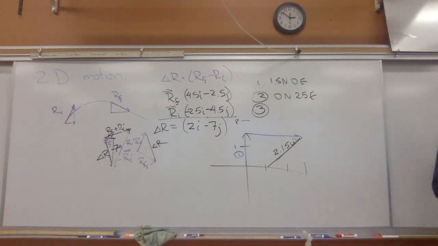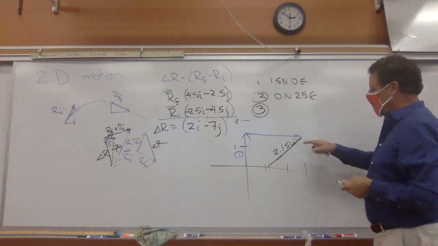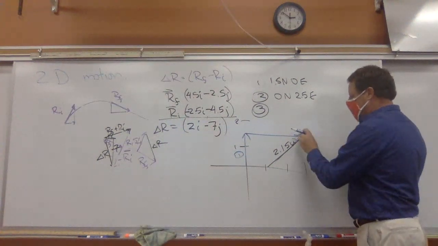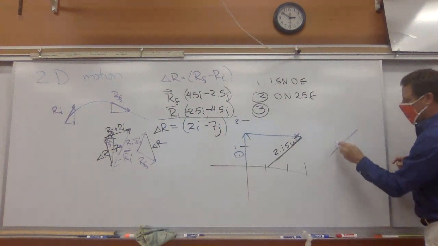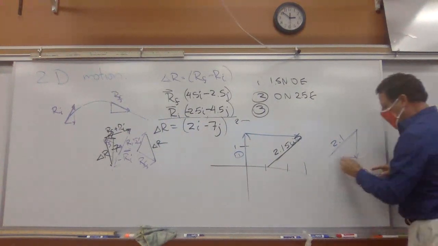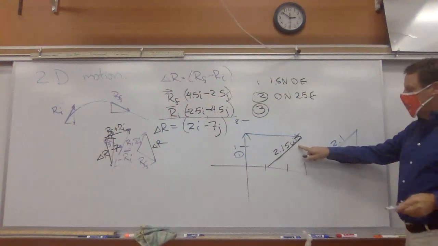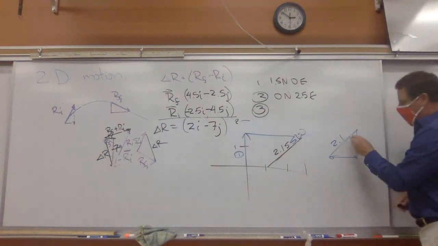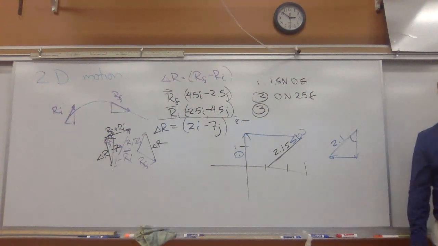2.1 southwest. Okay? Now, let's think about this vector of 2.1. How far south do we go? And how far west do we go? If this is southwest and this is south, what angle is that?